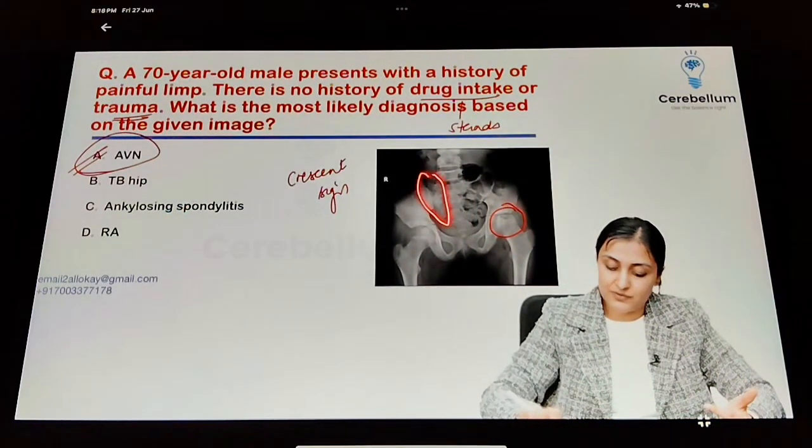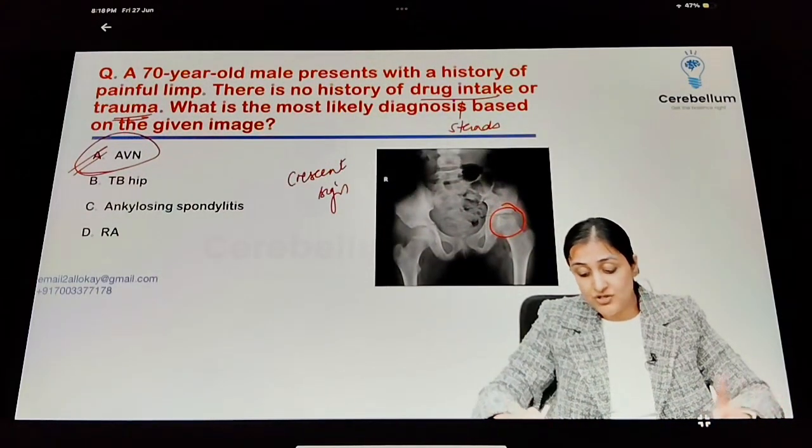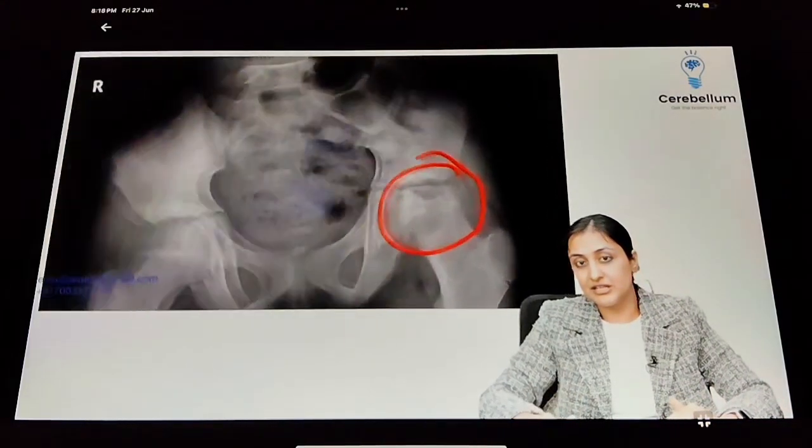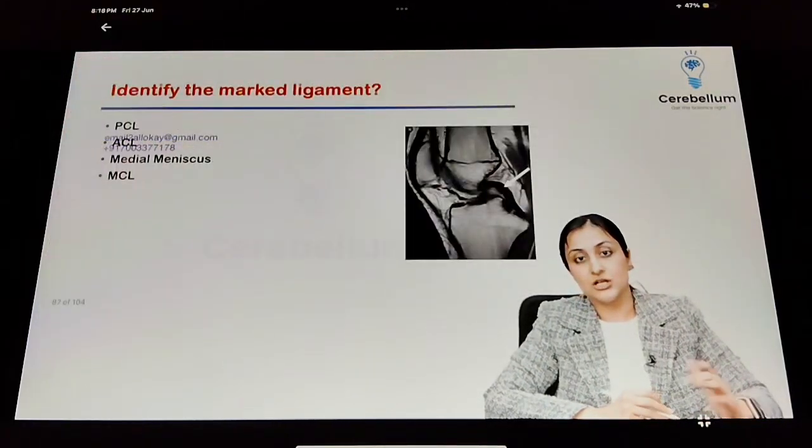ANSPON, this is not ANSPON. ANSPON will have fusion of the SI joint. RA, rheumatoid arthritis, will have erosions. Again, it is an arthritis, so the joint should be affected. Here, it's not the joint, but the femoral head, which is affected. So that's what is the primary diagnostic criteria.